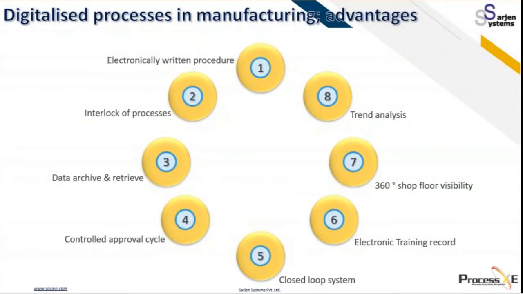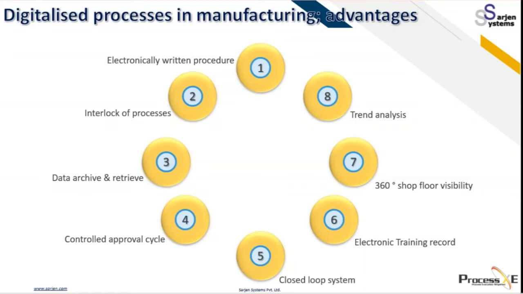First, the electronic written procedure. If you have a written procedure in electronic form, there is no chance to deviate from the procedure or process. With an electronic written procedure, you can track all the updates and all the changes, which are available in electronic form.